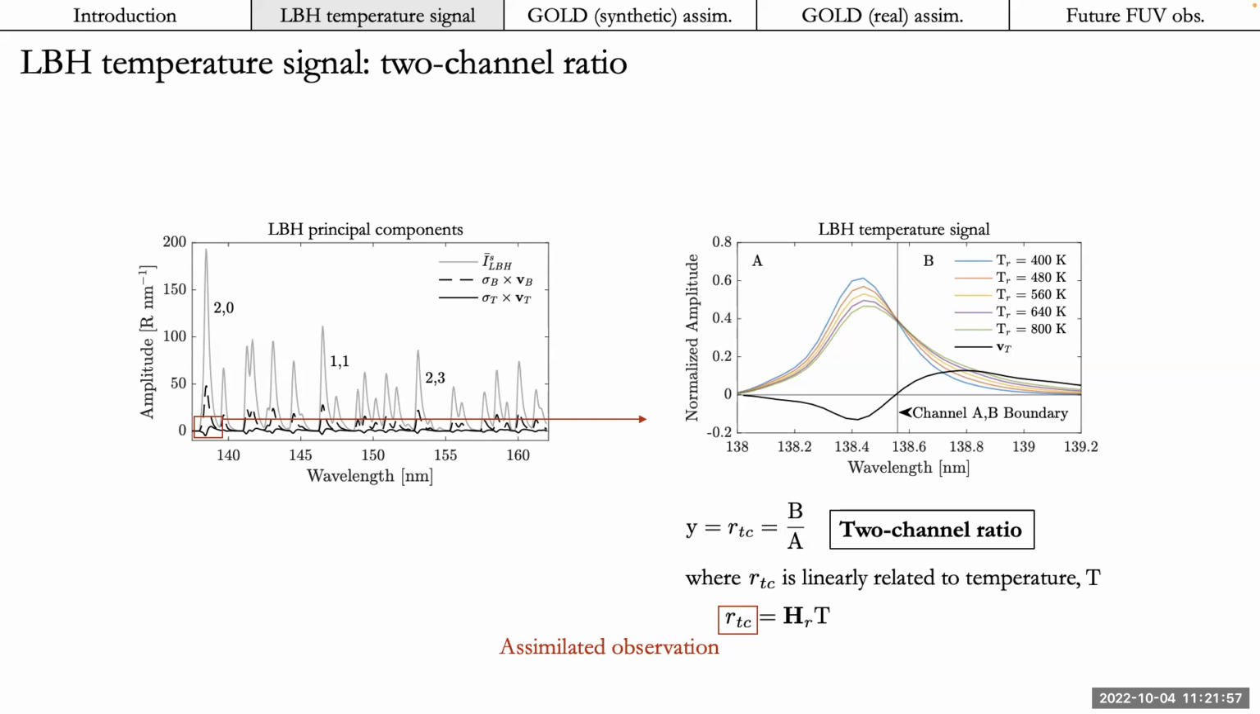From this realization that there's a sharp boundary in these correlations, we can define a simple ratio that is the sum of all wavelengths with emissions that positively correlate with temperature, denoted as channel B, divided by the sum of all wavelengths negatively correlated with temperature, denoted as channel A. This ratio is called the two-channel ratio. It is linearly related to temperature by the operator bold H_R, and it is the observation that we assimilate. By defining this ratio, we can capture the temperature signal with a single observation that represents the relative intensity between two channels. I won't go into more detail here, but there are some other nice properties of this simple ratio as the observation that are associated with the uncertainty quantification, as well as some instrument requirements.